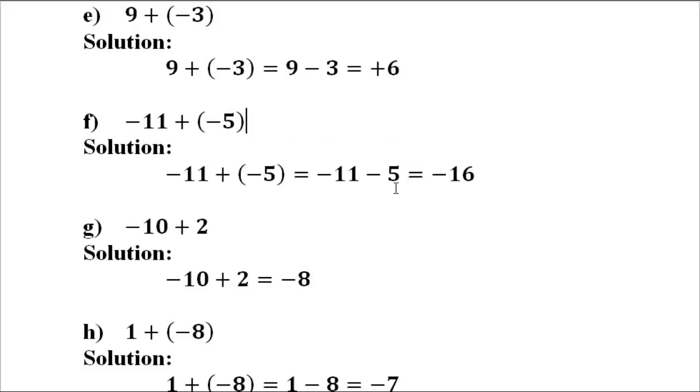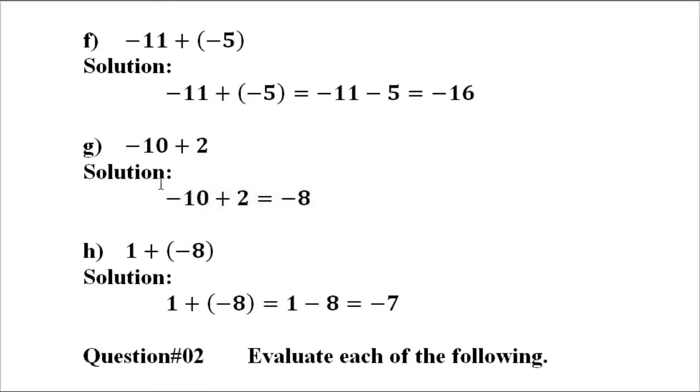Moving on to number 6, we have negative 11 plus negative 5. Again, we are adding two negative numbers. So if we multiply the positive sign by the negative 5, we get negative 5. Next, negative 11 and negative 5 result in negative 16. Both the integers have the same sign, that is, a negative sign. So just add them and the result will have a negative sign.